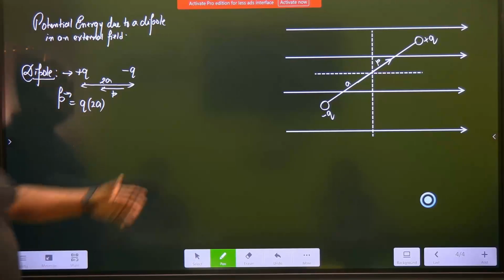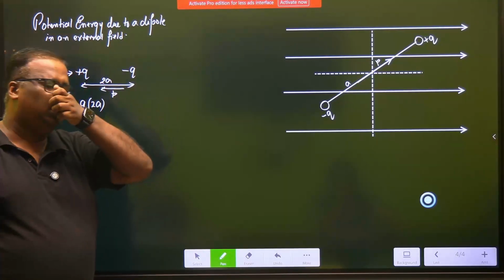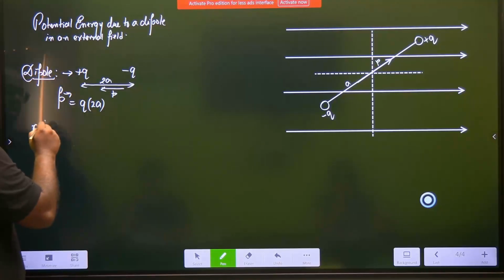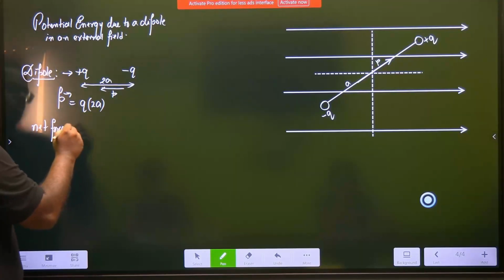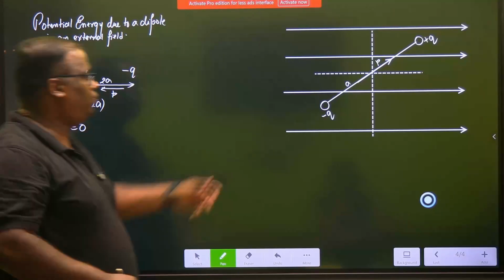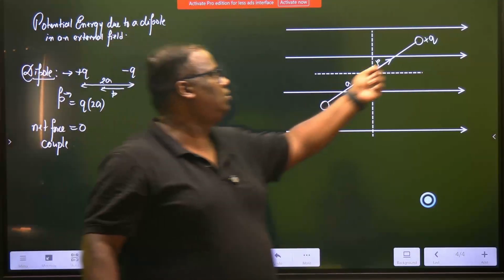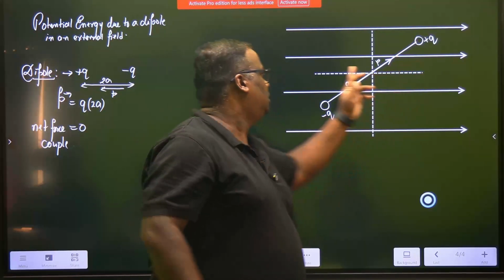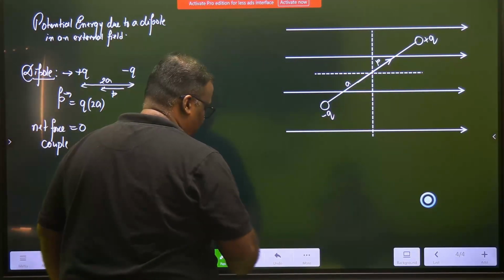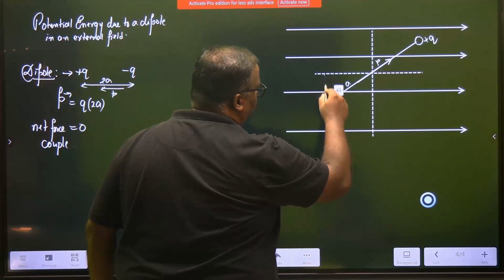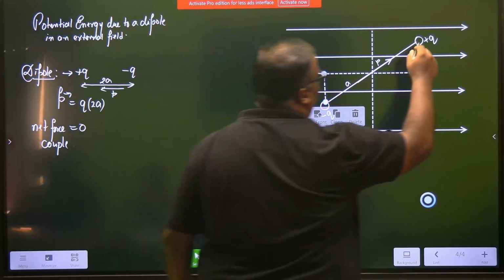When you place a dipole in an electric field, the net force is always equal to 0. These are things which we have discussed. The net force is always equal to 0, but there comes something which is known as a couple. The net force here is 0, and the net force here is also 0, but there is a couple. What is this couple? The couple is due to this much of the arm. This is the arm.